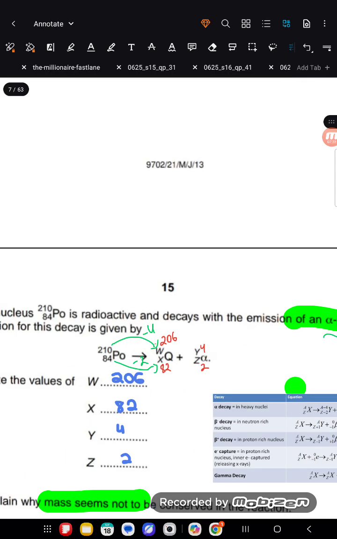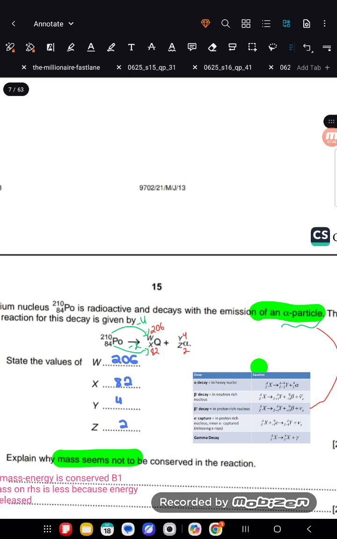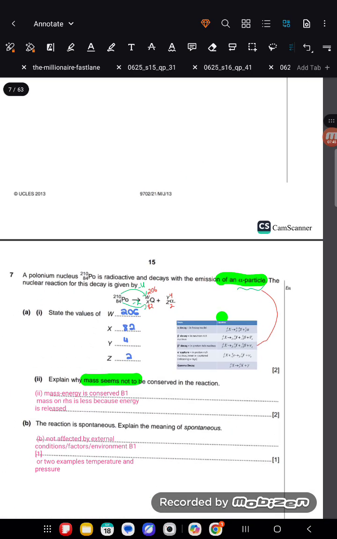So you know the first will be -4 and the second will be -2. I mean the upper number will be -4 and the below number -2. Okay, and you got this 206 and you got this 82.